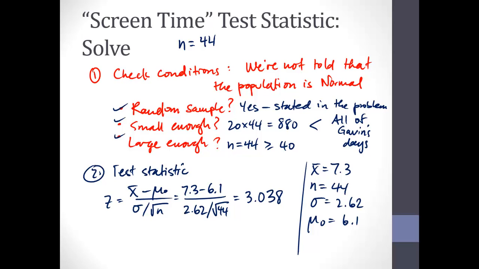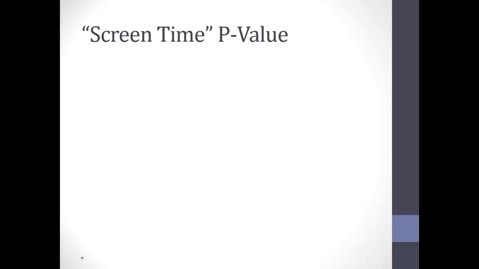So that's what our test statistic will be: 3.038. Before we make our decision, we have to find our p-value. So again, our z equals 3.04, let's say.